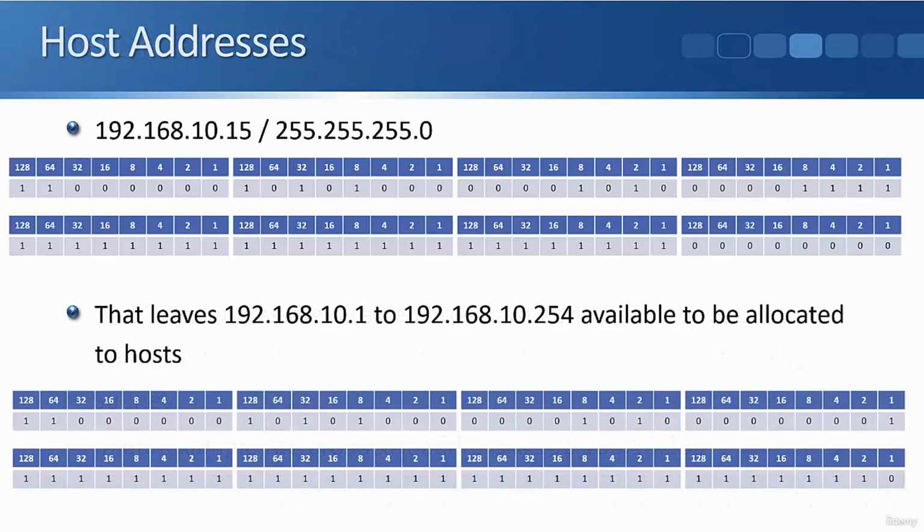So that leaves 192.168.10.1 to 192.168.10.254 in our example available to be allocated to our different hosts. So all the different PCs, other kinds of hosts, maybe we've got some Windows PCs, some Linux PCs in that subnet, I can number them from 192.168.10.1 all the way up to 192.168.10.254. They're all in the same subnet. Whenever they send traffic to each other, they can do that directly without going via their default gateway router.